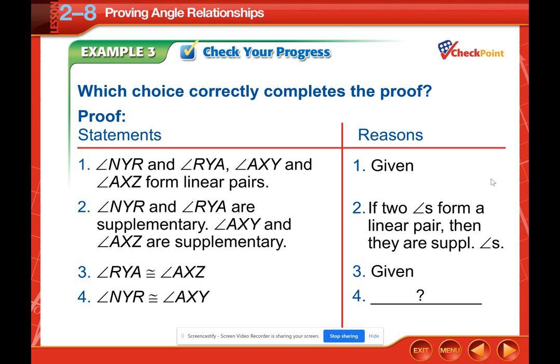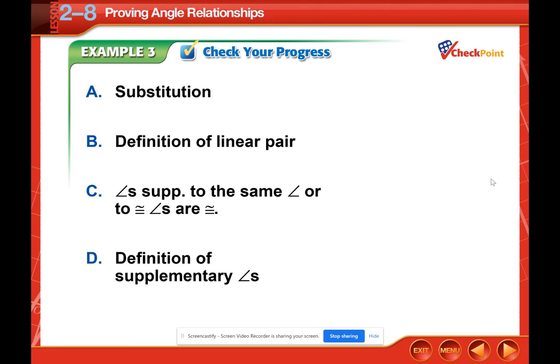Okay, RYA got replaced by the NYR that it formed a linear pair with. AXZ got replaced by AXY, which it also formed a linear pair with. So we've replaced these with the angles that were part of their linear pair. This is that angles supplementary to the same angle or to congruent angles are also congruent.